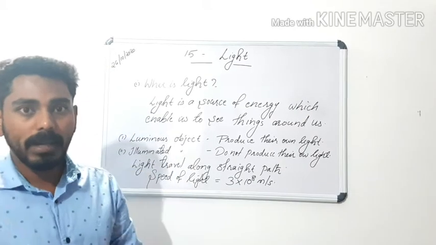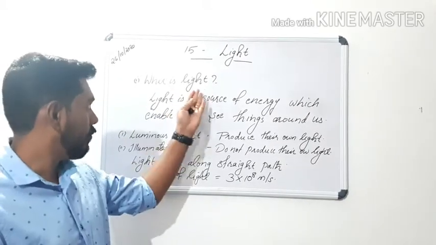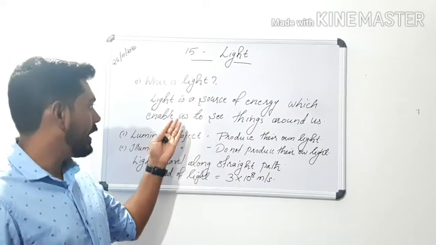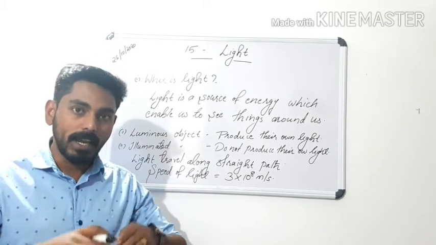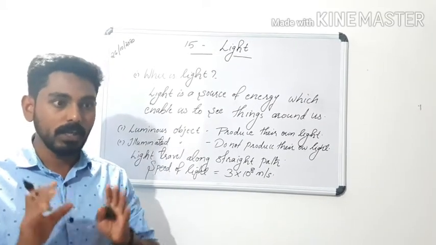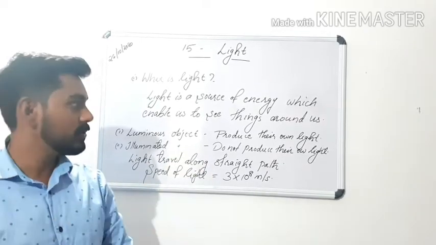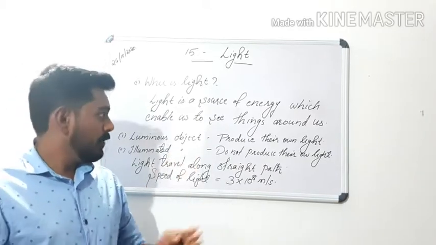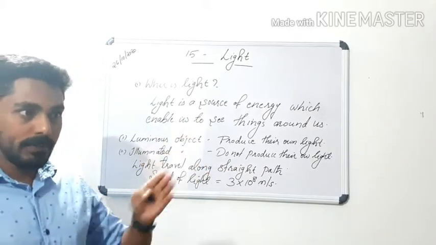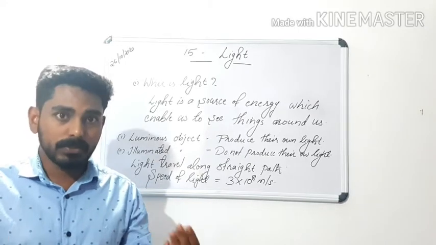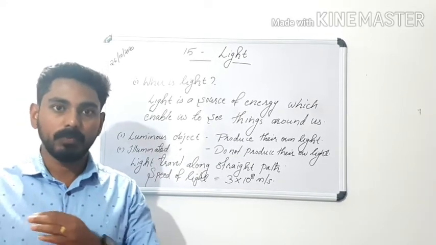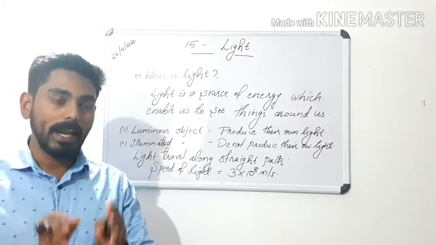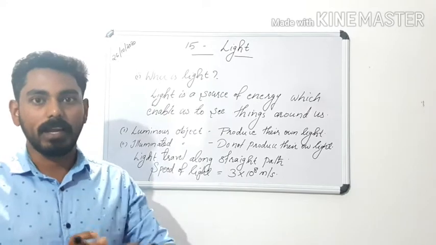So, what do you mean by light? Light is a source of energy which enables us to see the things around us. If there is no light in the room, will you be able to see anything? We cannot see the things around us without light. So light helps us to see the things around us.